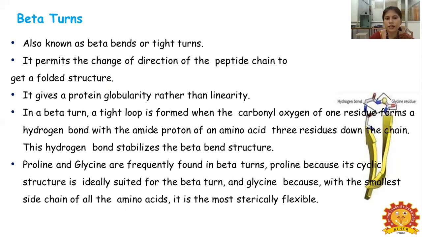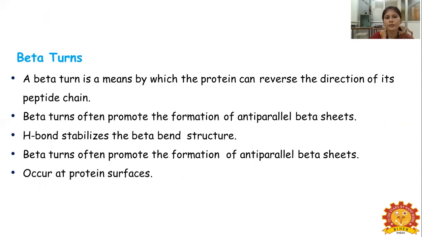Proline and glycine, we know, are frequently found in beta turns, and proline, because it's a cyclic structure, is ideally suited for the beta turn. And glycine also, because with the smallest side chain of all the amino acids, it is the most sterically flexible. A beta turn is a means by which the protein can reverse the direction of its peptide chain. So it can bend actually. So beta turns often promote the formation of antiparallel beta sheets, and they are also found on the protein surfaces.